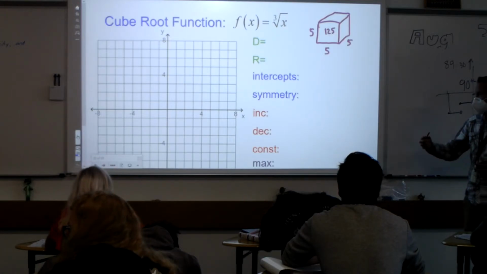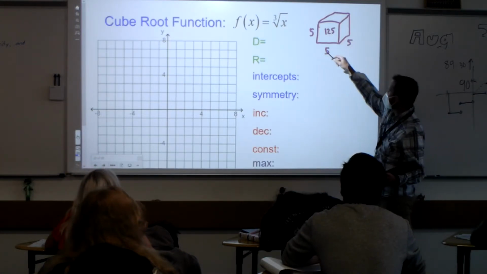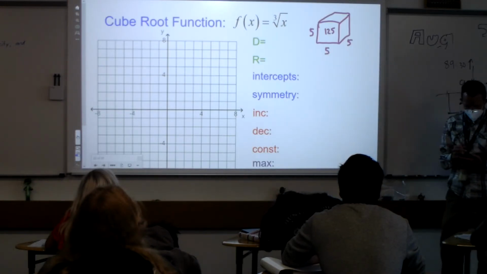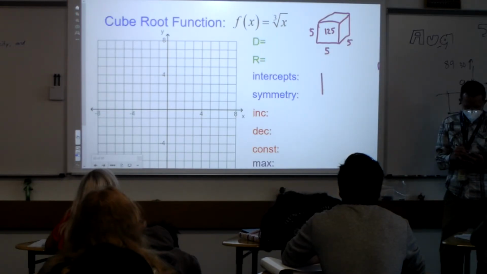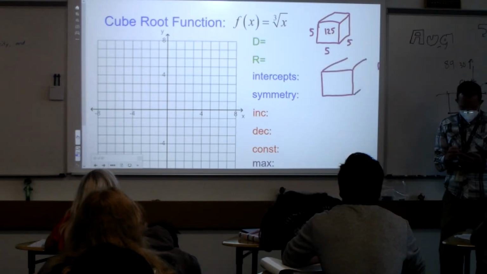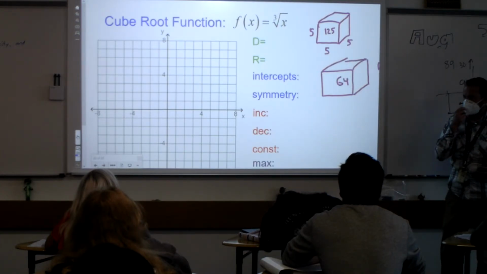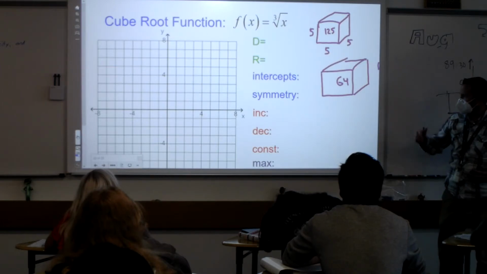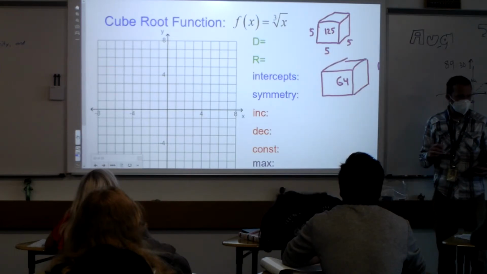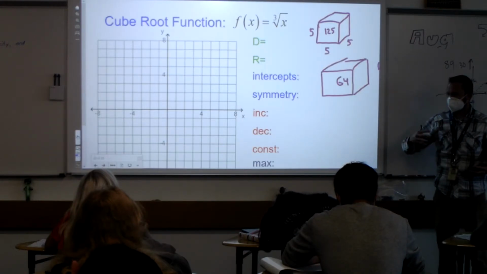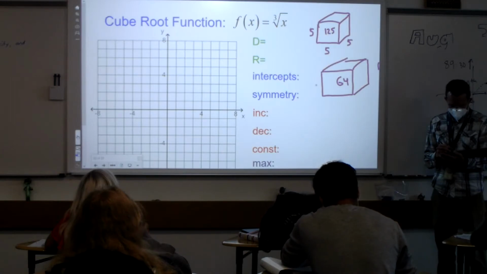So when I'm cubing something, that's what I'm doing. I'm taking all the sides and multiplying together, figuring out the volume. Now when I'm doing the cube root, I'm saying, hey, I have the volume already. Let's say that volume is 64. What would the side length be such that all the sides are the same? That would give me a volume of 64. That would be 4, because 4 times 4 is 16 times 4 again is 64. Good job. That would be your side lengths there.